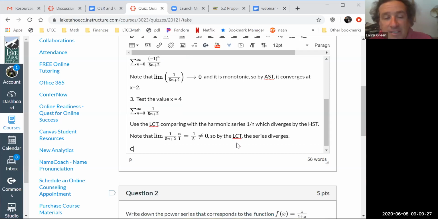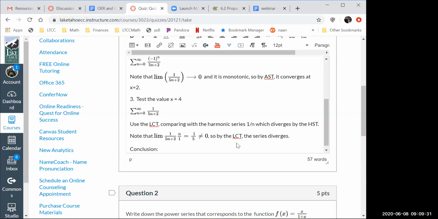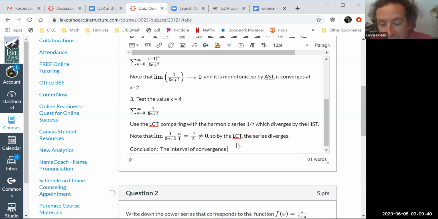All right, what's the conclusion? The interval is a square bracket of 2, comma 4, and then regular parentheses. Exactly. So the interval of convergence is square bracket 2, comma 4, and parentheses. Any questions at all on this question?